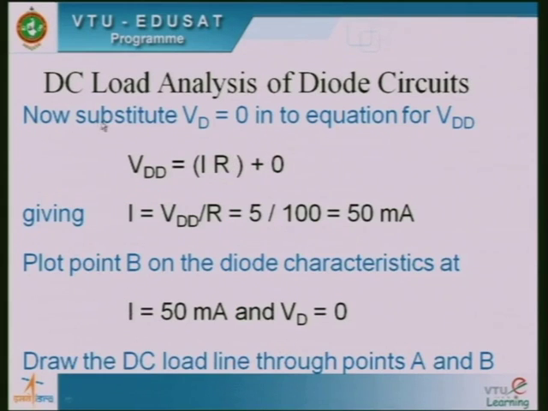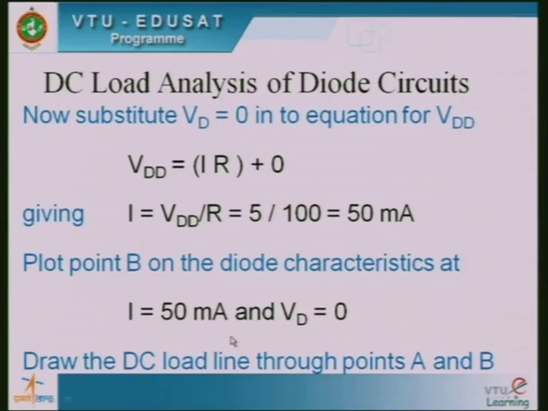Similarly, in the second step, you need to substitute VD equal to 0 in the equation for VDD. Therefore VDD will be equal to I into R plus 0, and from this you can derive I equal to VDD divided by R. The given VDD value is 5, divided by 100, which corresponds to 50 milliampere. So you plot point B on the diode characteristics at I equal to 50 milliampere and VD equal to 0.